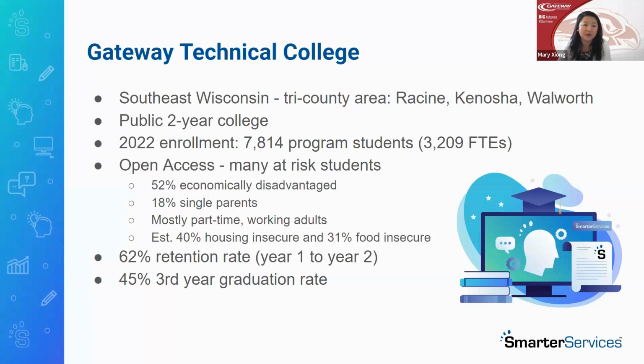We have about 18% who are single parents, and they're mostly part-time working adult students. We also have an estimated 40% housing insecurities and 31% food insecurities as well. So as you can see, Smarter Measures really provides us with some way to understand our students a little bit further. Now also, our year 1 to year 2 retention rate was 62%, and our 3rd year graduation rate, which is about the average of when our students graduate, is about 45%.